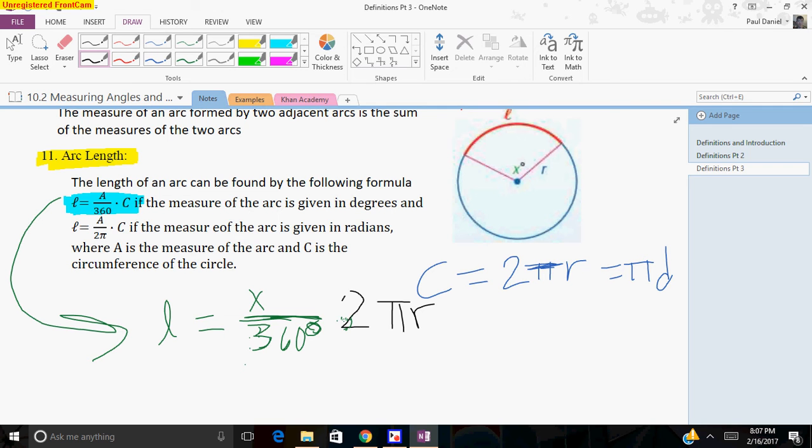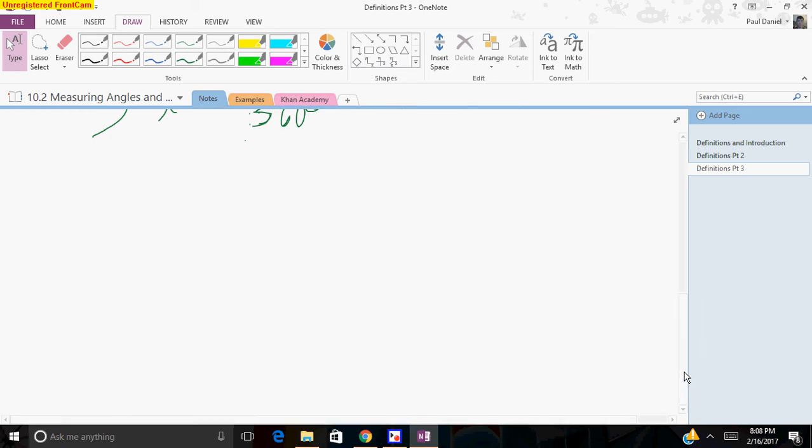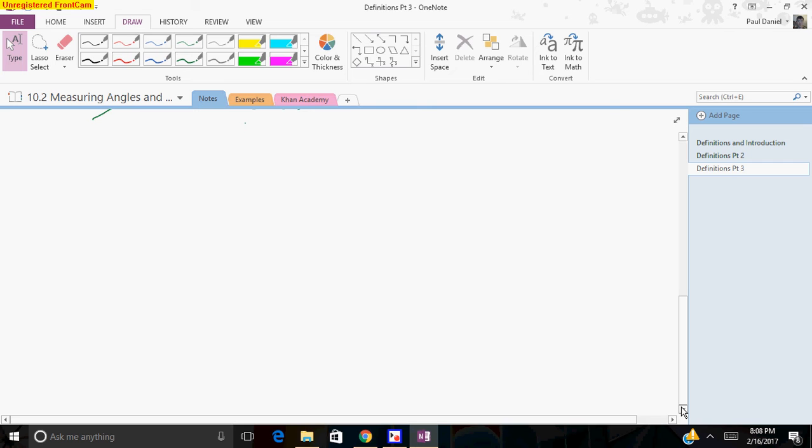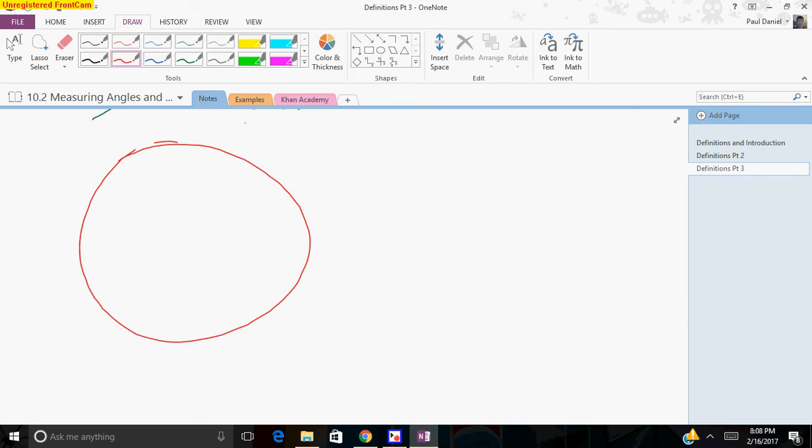The second formula is dealing with radians, and I'm not sure if your class has talked about radians in the past. Radians are another way of measuring angles. So I'm actually going to scroll down here a little further and have a little aside. We talked the other day, or maybe earlier today, about how a circle has a sum of all of its angles of 360 degrees.